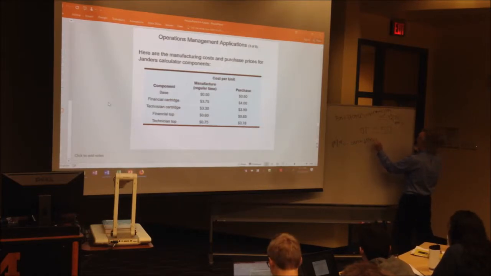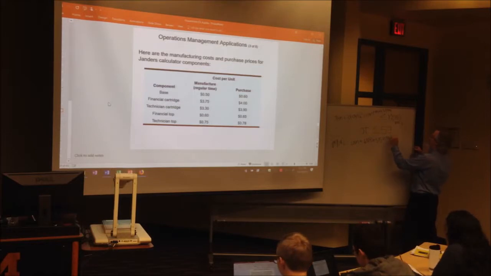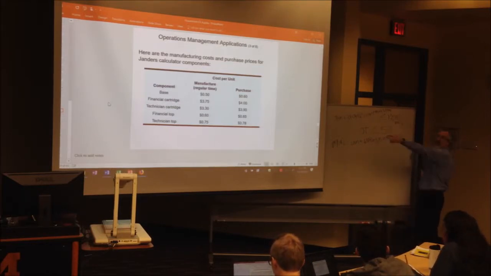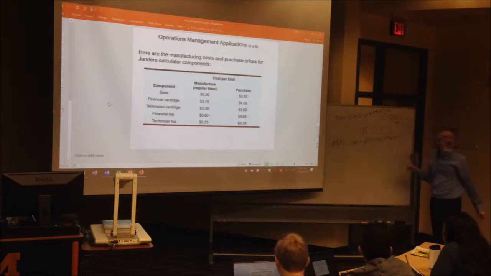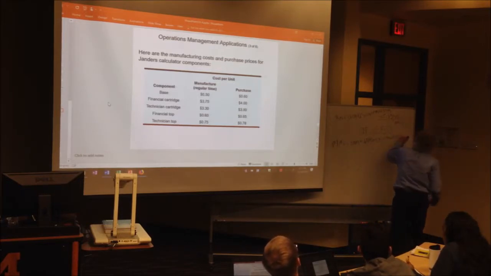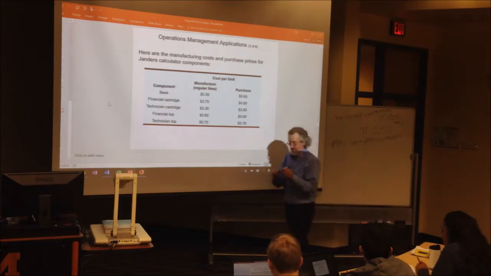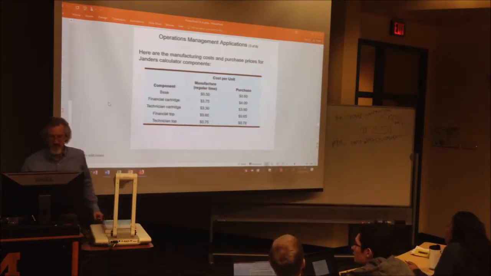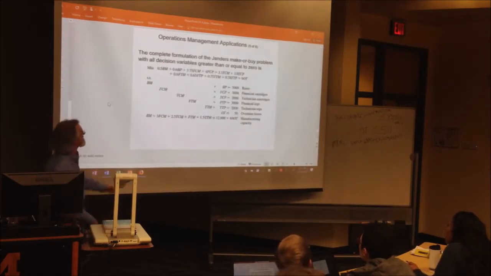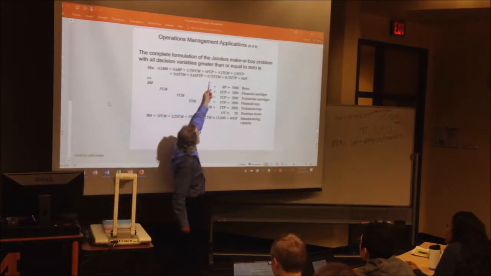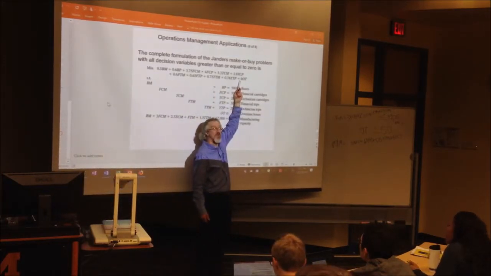Plus $3.75 times financial cartridge manufactured, plus $4 times financial cartridge purchased. And we have to have all of those on there, all 10 of them. I'm putting dot, dot, dot, because here it is right here. All the prices times that, and then we get to the overtime one.